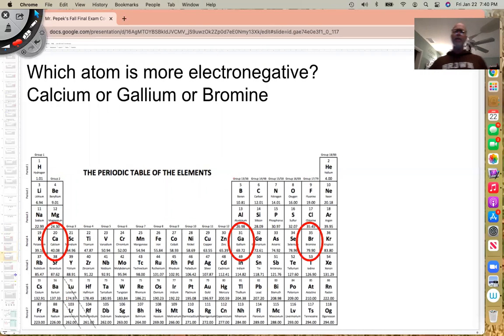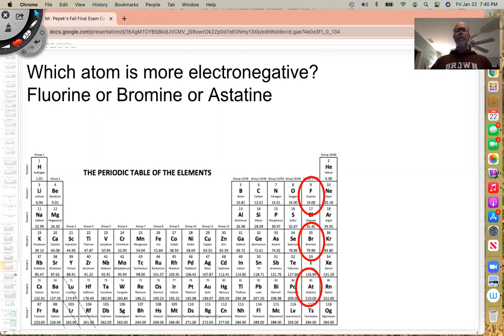Now let's talk about electronegativity. Which atom is more electronegative? Calcium, gallium, or bromine, ladies and gentlemen? Which is more electronegative? And as we move down a column, which atom is more electronegative? Fluorine, bromine, or astatine, ladies and gentlemen? Which is more electronegative?